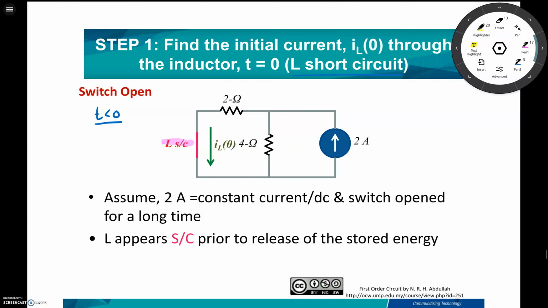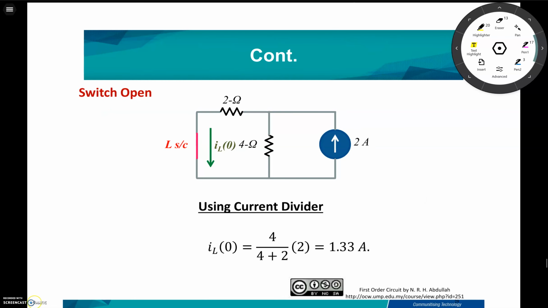So we assume constant DC currents and the switch open for a long time, and L appears short circuit due to the release of the stored energy. Remember that in step 1, you need to find the IL naught, the I that flows through the L when the L is short circuit and the switch is open. So you can use a current divider, which is suitable for solving this circuit, because it only consists of one current source with the resistor in parallel.